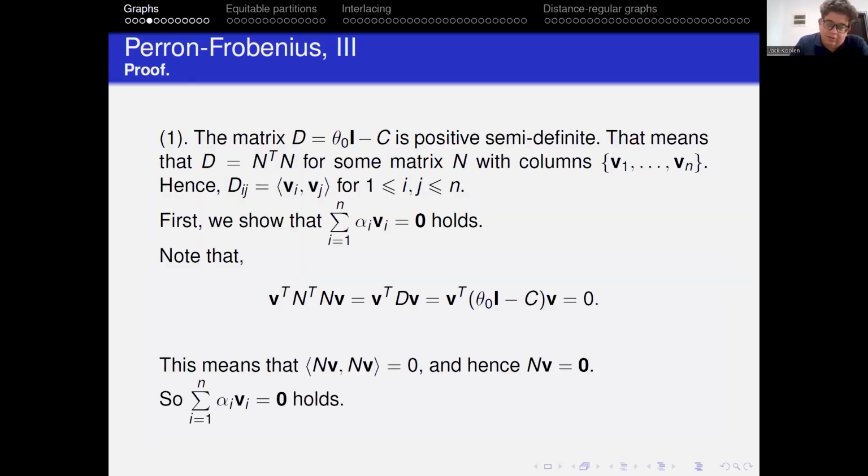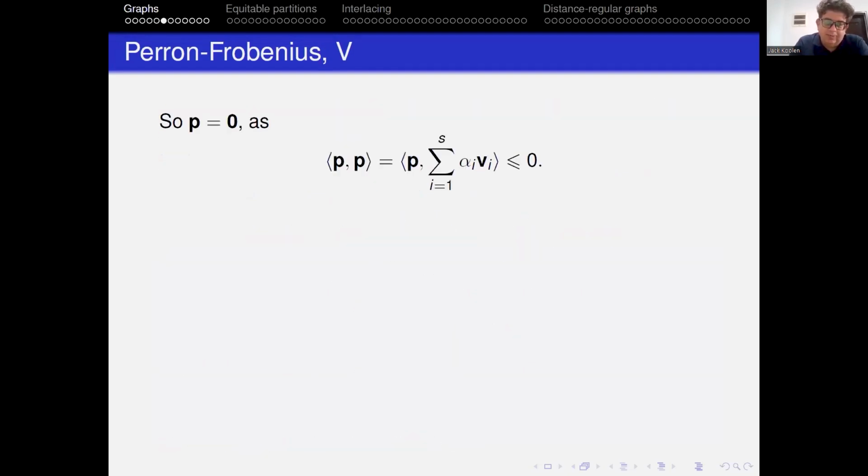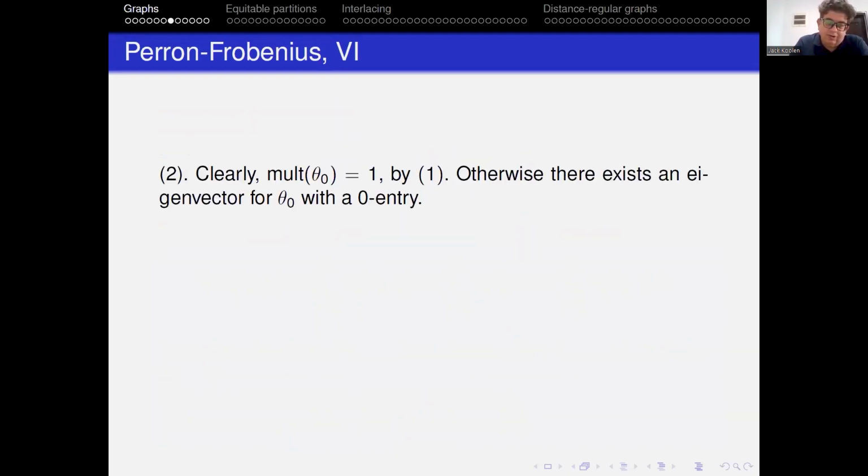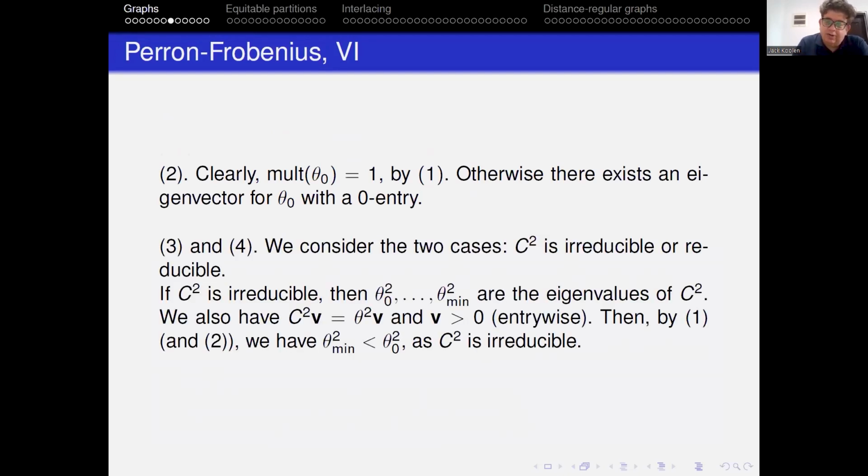We already have done 1 and 2, so I will not repeat them. We did them yesterday. So we start with 3. We want to show that theta min is at least minus theta 0, the largest eigenvalue. And for that, we need to consider 2 cases. Either C squared is irreducible or reducible. We don't know at this moment whether it's reducible or not.